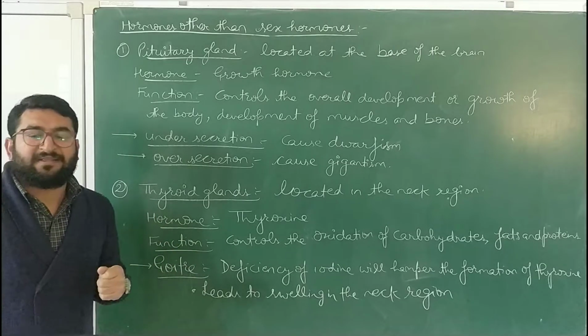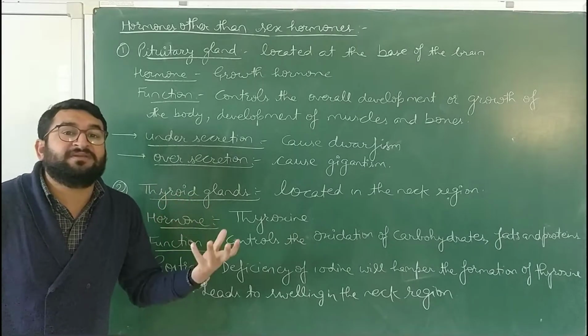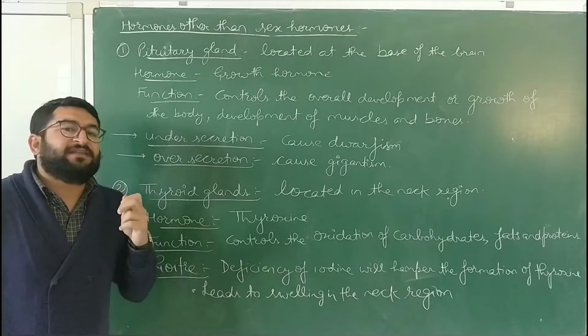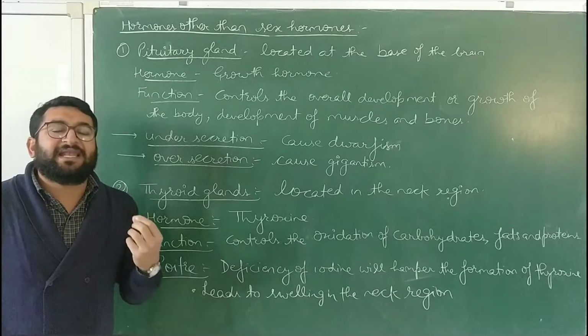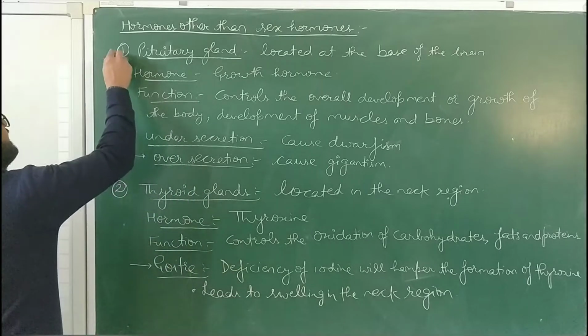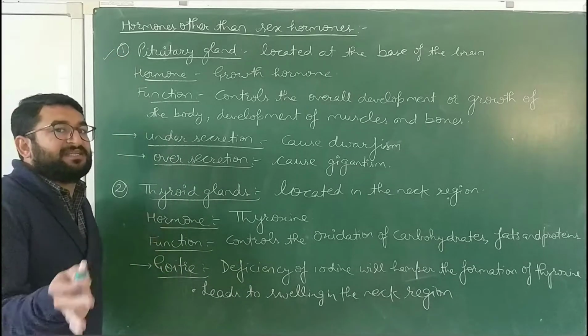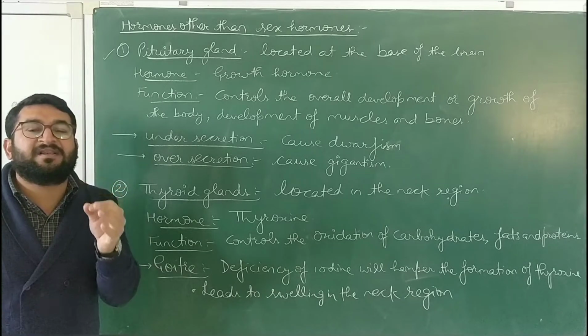Now moving ahead, we'll discuss other hormones irrespective of the sex hormones present in the human body. Other than the sex hormones, what other hormones are present in human beings? We have discussed the various kinds of glands present in our body, known as endocrine glands. The first endocrine gland we have to discuss, other than the testes and ovaries, is the pituitary gland. It is also known as the master gland of the body.